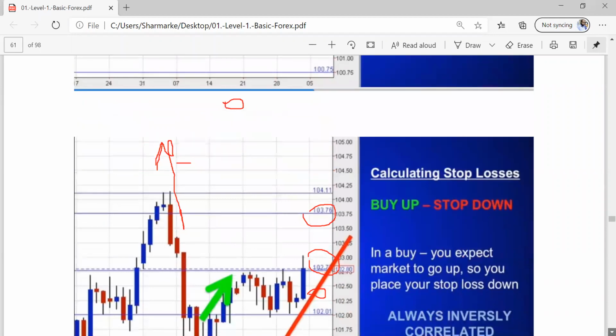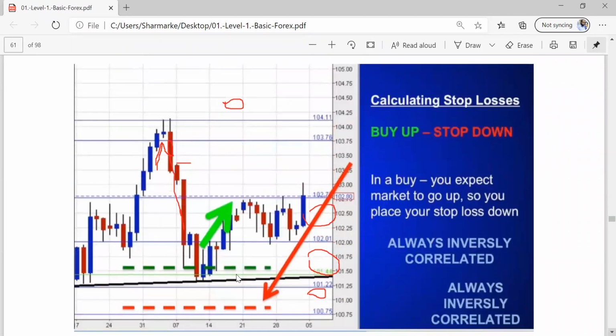When it comes to the buy, it's the opposite side. You are buying from here, you're expecting the market to go up, and you are putting your stop loss below the previous level of the market. In a buy, you expect the market to go up, so you place your stop loss down, always inversely correlated. It's always the same, always. So if it is a sell, it's up. If it's a buy, the stop loss is down. Just like that.